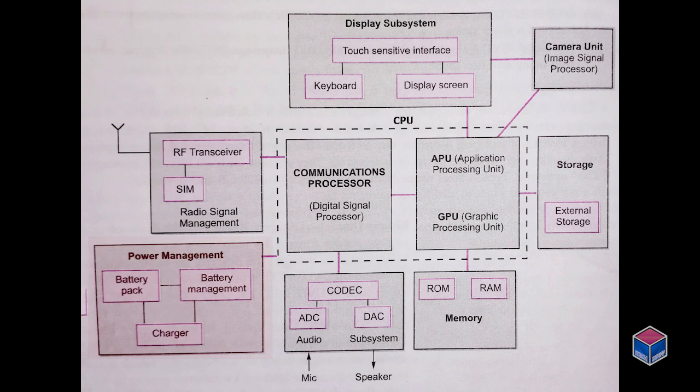And then we have the power management. A mobile device requires powerful power management. We have the battery pack, the charger, fast chargers, for example, and battery management. Then we have the radio frequency transceivers, and the SIM that is required to activate a mobile device, and then we have an inbuilt camera unit. So it's not only about how we communicate, listen to music, watch videos or play games, but it's also about the camera.